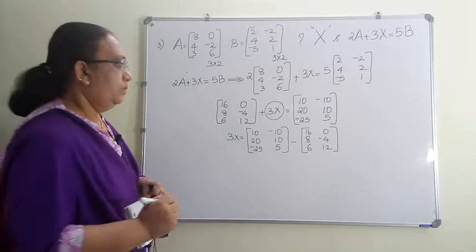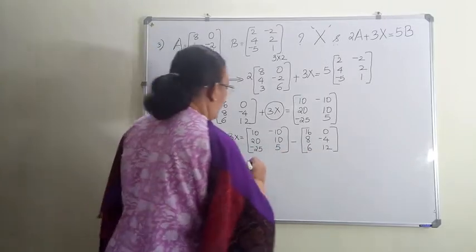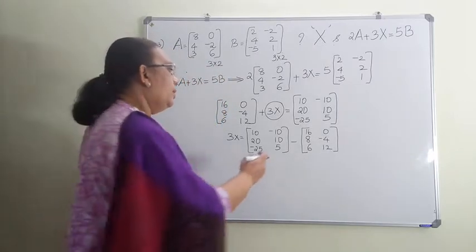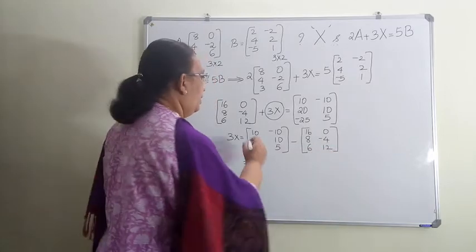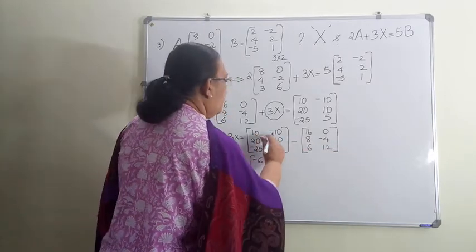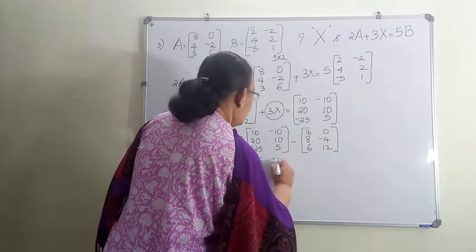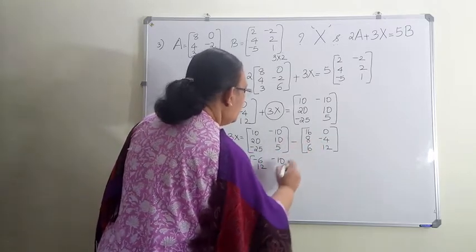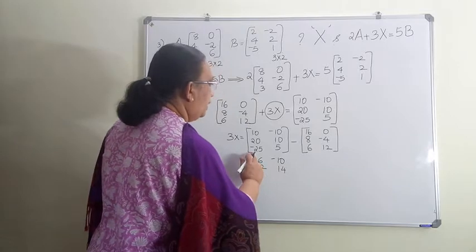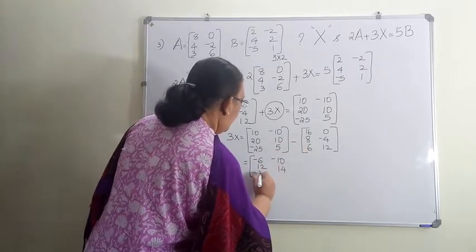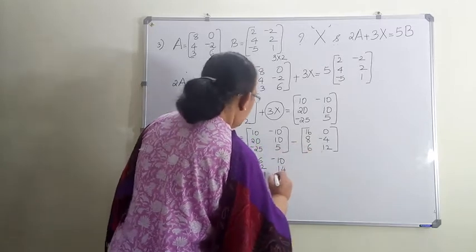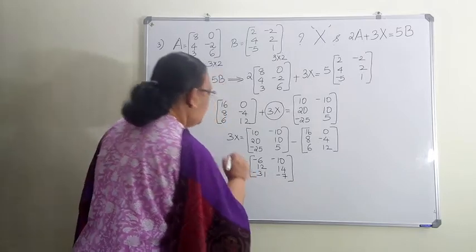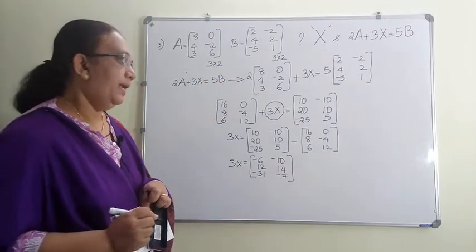So 3X is equal to the subtraction of these two matrices. How do you subtract? The corresponding elements, because these two matrices are of the same order. 10 minus 16 is minus 6, minus 10 minus 0 is minus 10. 20 minus 8 is equal to 12. 10 minus minus 4 is equal to 14. Minus 25 minus 6 is equal to minus 31. 5 minus 12 is equal to minus 7. So that is 3 into X, a scalar multiplication.